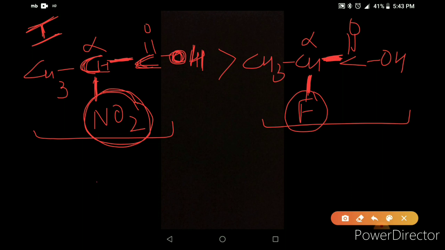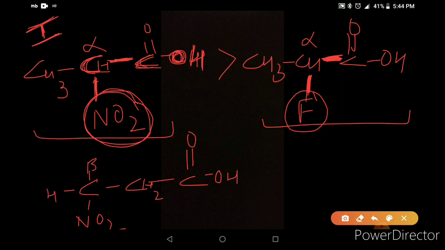So let us take one more example where we have carboxylic acid and we have again a nitro group attached. So this is one carboxylic acid. So nitro, instead of alpha position, we have nitro at beta position, and at alpha position we have fluorine, C double bond OH. In the second case, we have fluorine at the alpha position and beta position is empty.